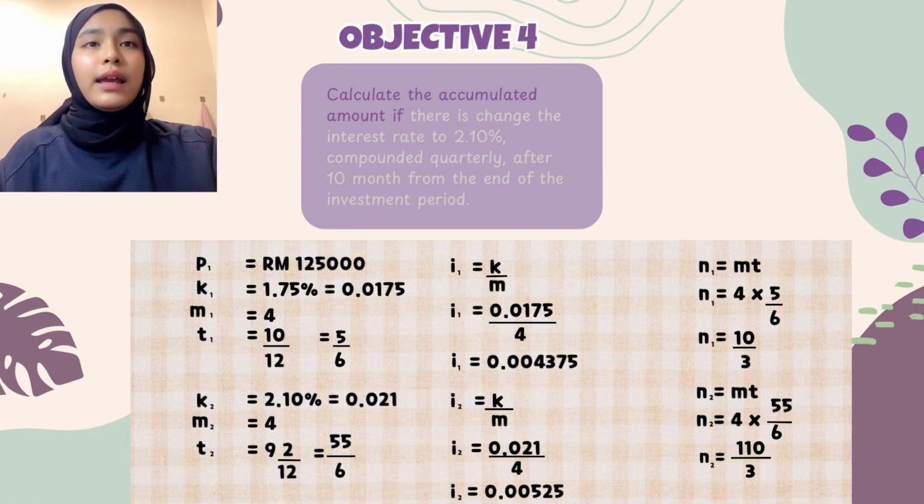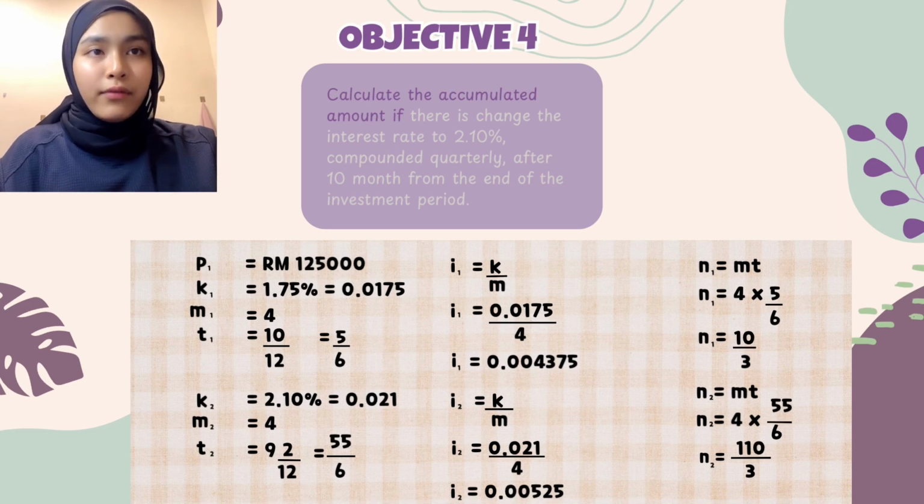So the answer will be i equals 0.004375. And last one is n. n equals m multiplied by t, which is n equals 4 multiplied by 5 divided by 6, and the answer will be 10 divided by 3.